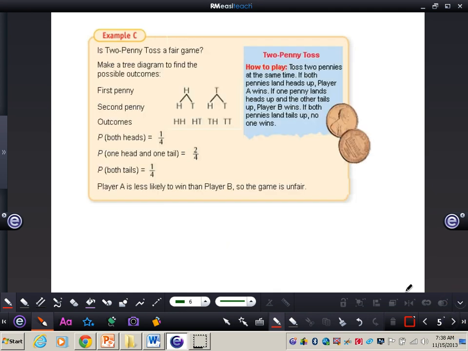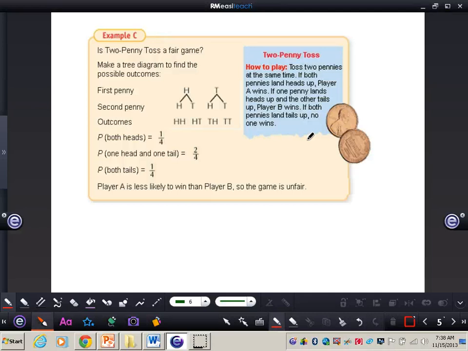Let's take a look at another problem. We're trying to figure out is 2 penny toss a fair game. So how to play. First of all, we've got to look at the rules. Toss 2 pennies at the same time. If both pennies land heads up, player A wins. If one penny lands heads down and the other tails up, player B wins. If both pennies land tails up, no one wins.